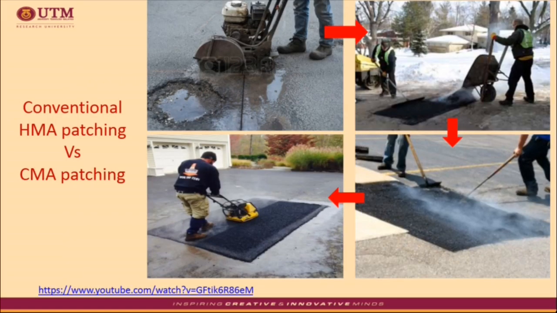This is an example of patching works undertaken using the conventional method of hot asphalt patching. The work is quite tedious, as first you need to remove the damaged area and clean it. After that, apply a tack coat to the area and carefully spread the hot asphalt to avoid segregation of the mixture. And then the amount of mixture used should be sufficient to ensure that after compaction, the patch surface will not be below the existing level. See how many steps it takes to complete the patching works.